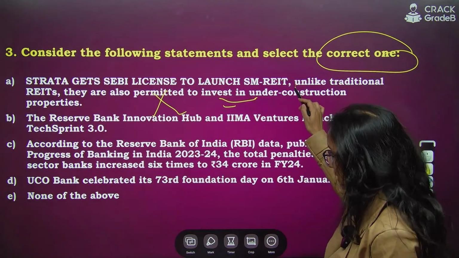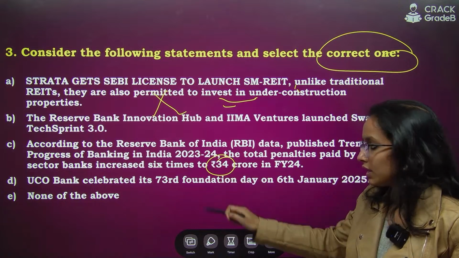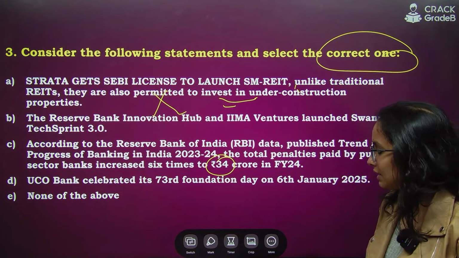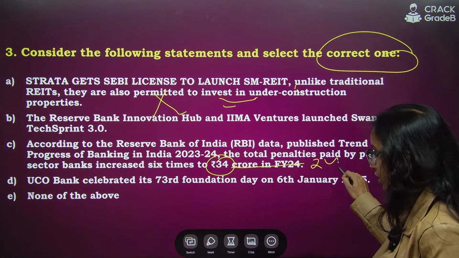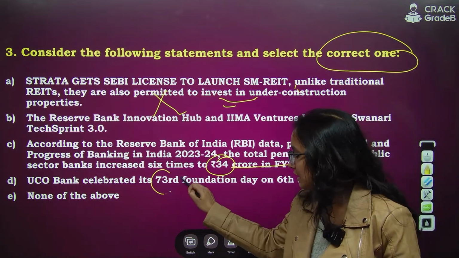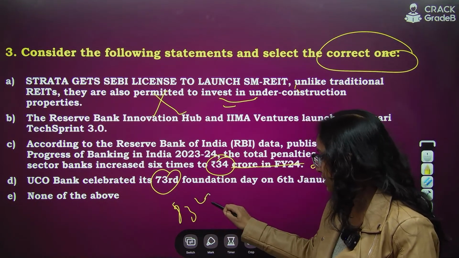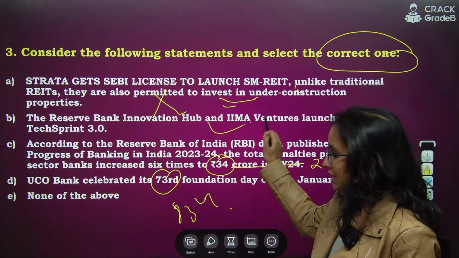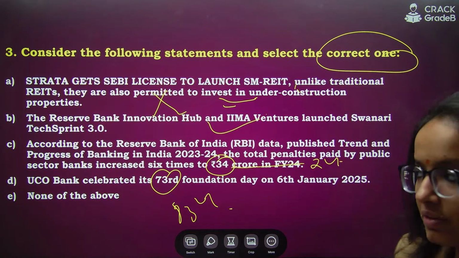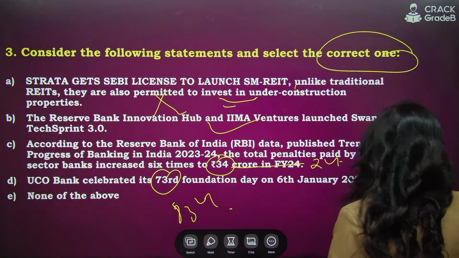So this is incorrect. Then this one, 34 crore penalty paid by public sector banks? No, it is 24 crores. UCO Bank celebrated its 83rd foundation day, not 73rd. So only B is correct one, right? That's why B is the right answer. B is correct. Very good.